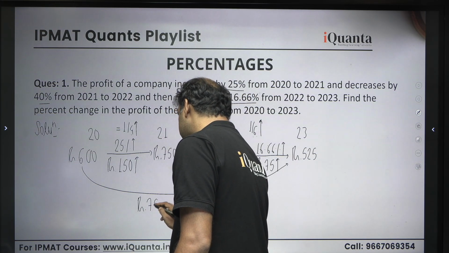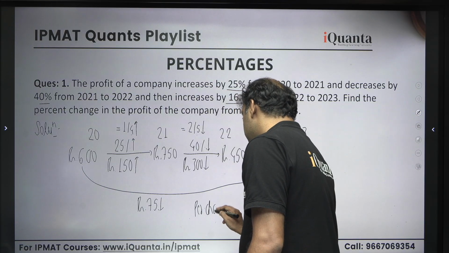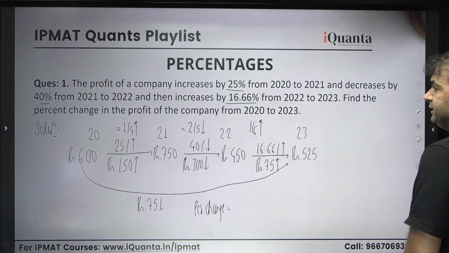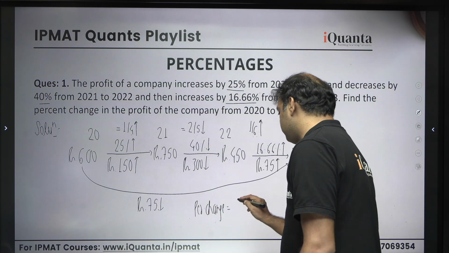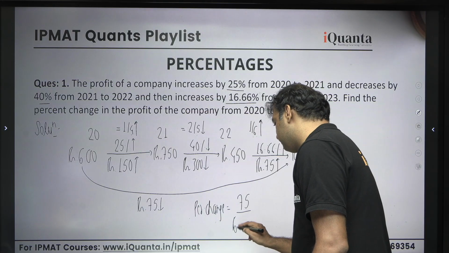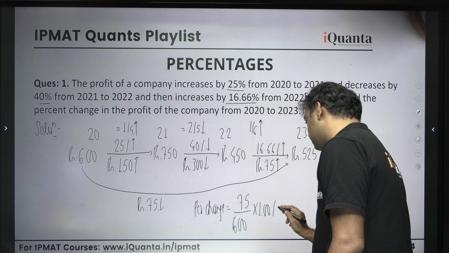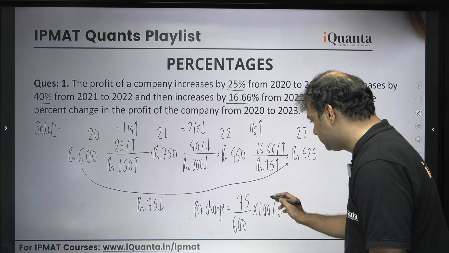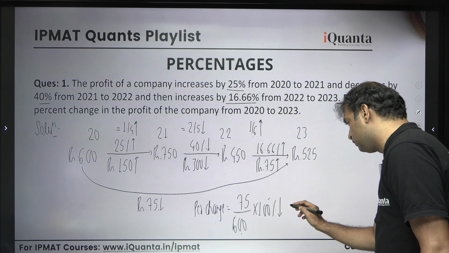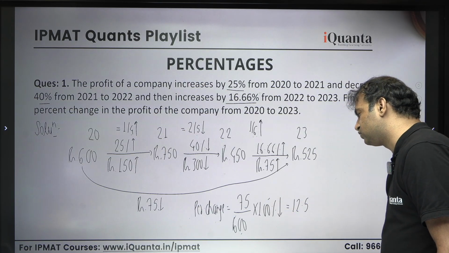But we have to find the percentage change. One thing is sure, this is decreasing, right? The decrease is 75 and the initial value is 600. So we have to find what percentage 75 is of 600, multiplied by 100 since it is a percentage change. The 100 cancels, so we get 75 by 6. If you simplify it, it will give us 12.5%, as 6 into 12 is 72.